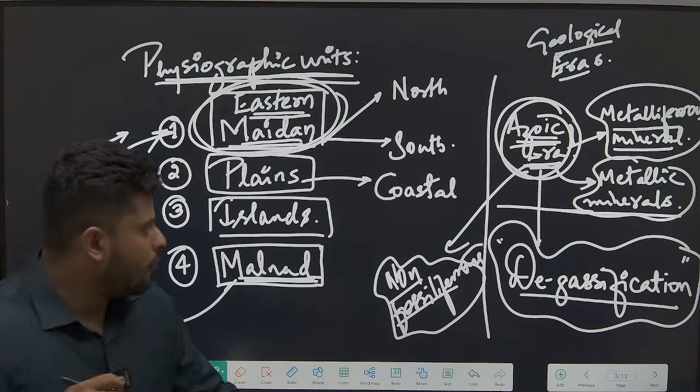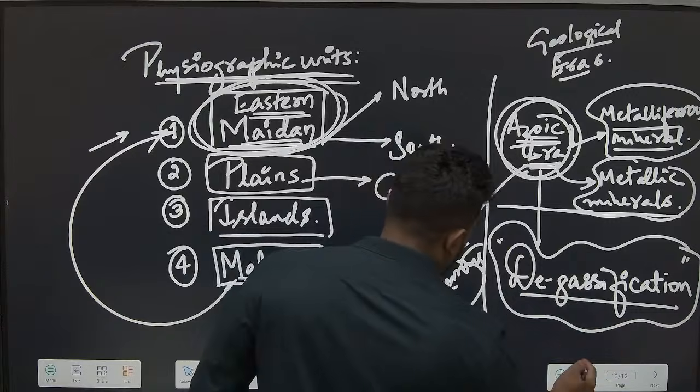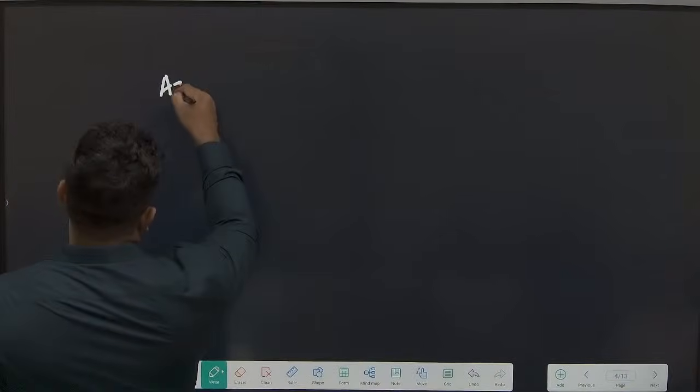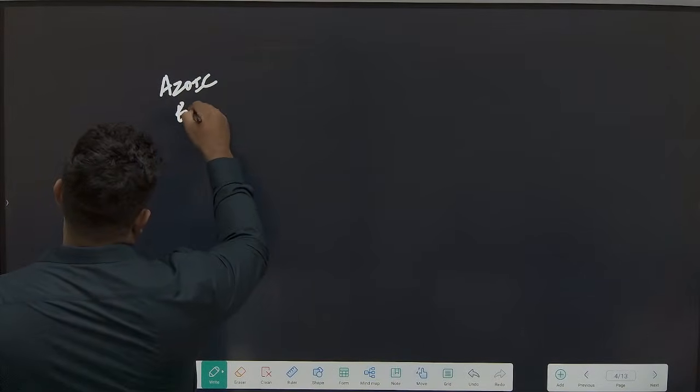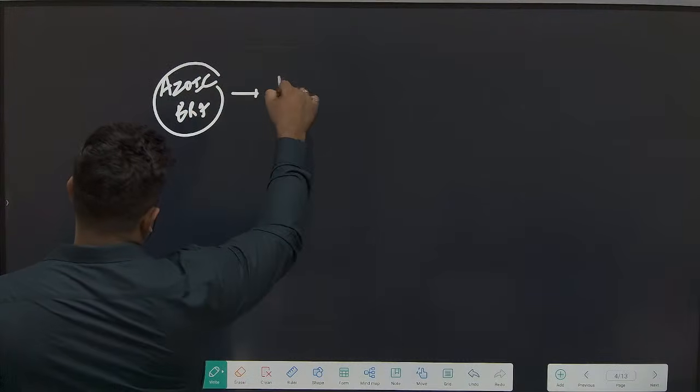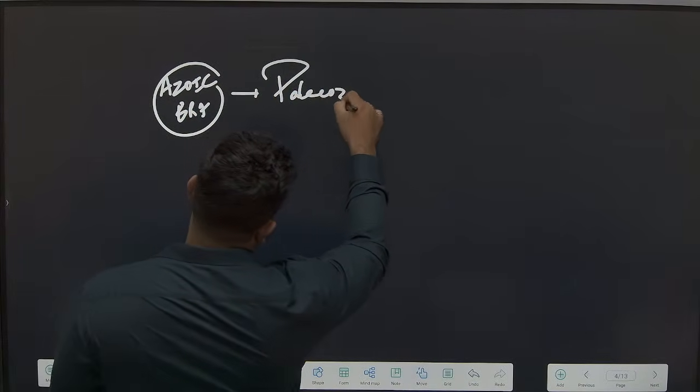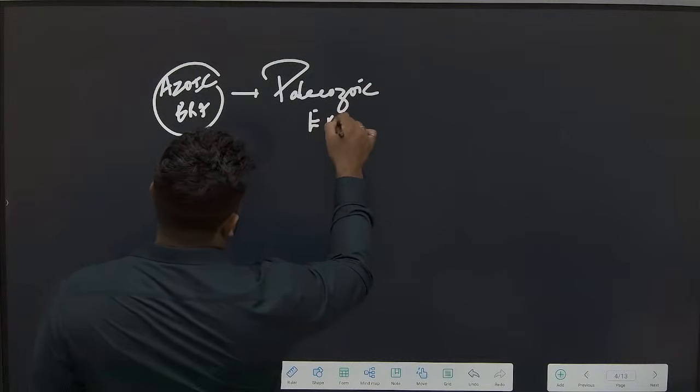Correct, right? With time, the Azoic era transforms itself into which era? Paleozoic. Paleozoic era means the old era.